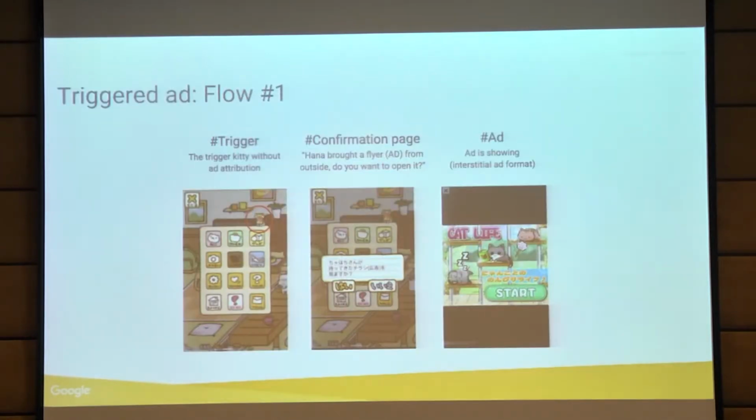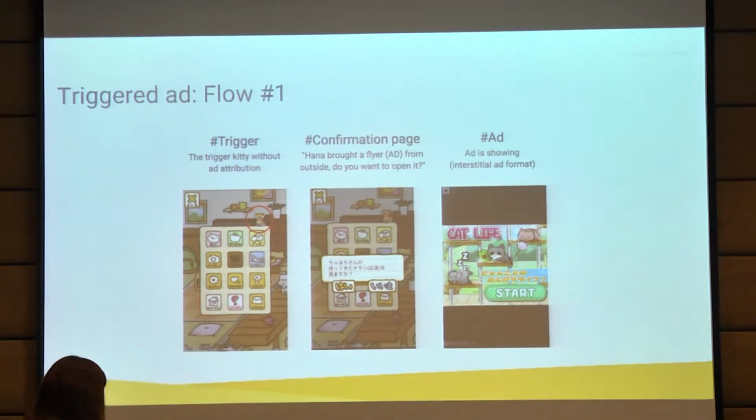So triggered ads is the interstitials that are triggered by a certain icon. So if you see here, this is flow number 1. There is a cat icon there that users can actually click, and then when the users click the cat icon, there will be a confirmation page saying, do you want to see the content of these ads. And then when the users click on the yes button, then it will show the interstitial ads. So this one you can use either with interstitials or with native ads.